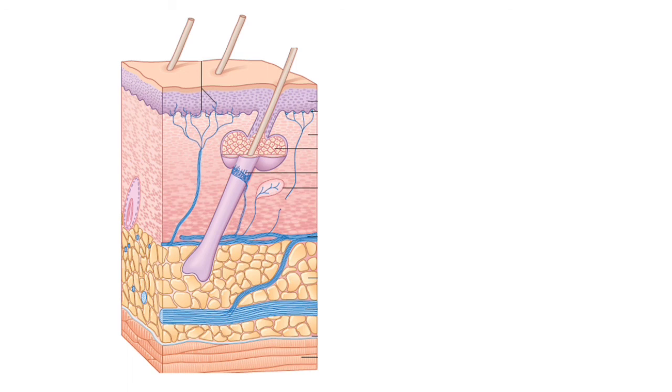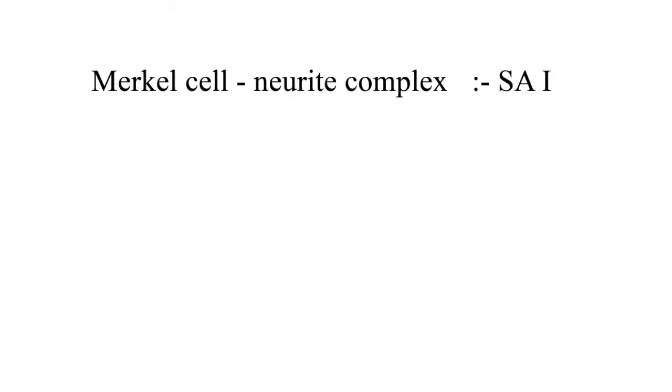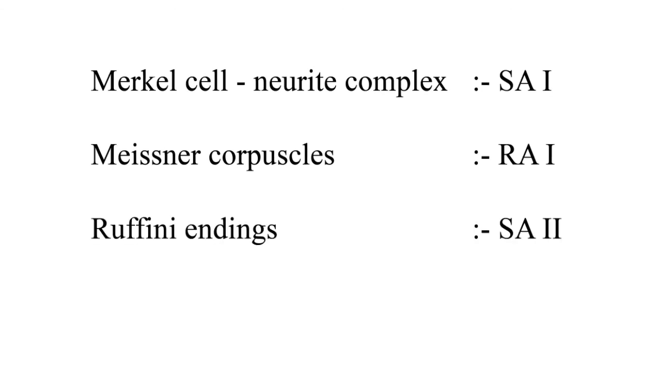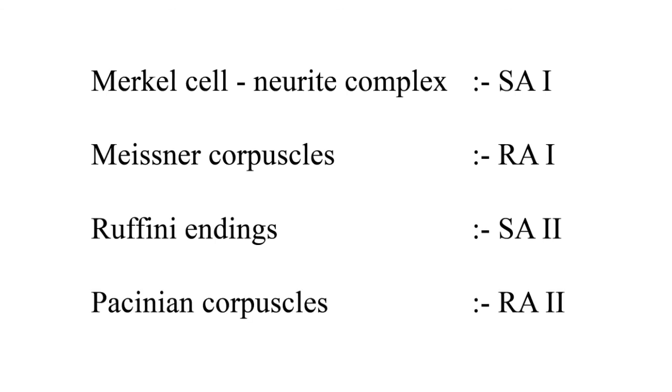Generally, the digital receptors are classified as follows. The Merkel cell neurite complex is slowly adapting type 1. Meissner's corpuscles are rapidly adapting type 1. Ruffini endings are slowly adapting type 2, and Pacinian corpuscles are rapidly adapting type 2.